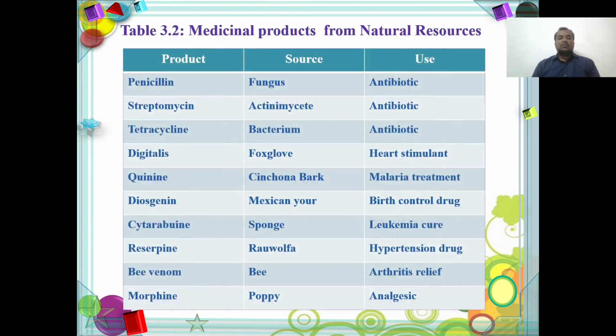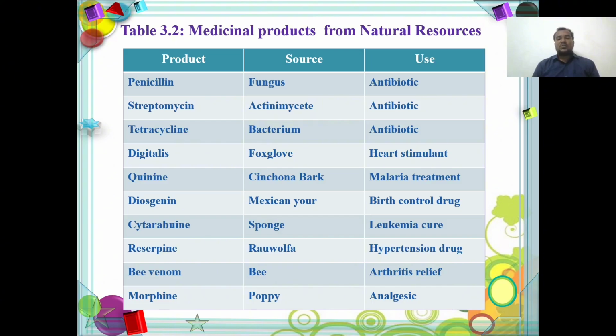Then, medicinal products from natural resources. Penicillin is a product of a fungus, and it is used as an antibiotic. Streptomycin has been derived from Streptomyces, and it is also used as an antibiotic. Tetracycline comes from bacteria and is used as an antibiotic. Bee venom is a source from bees, and it is used for arthritis relief.